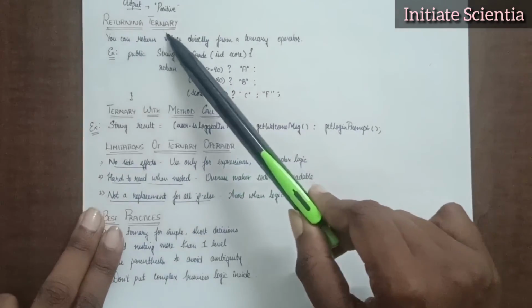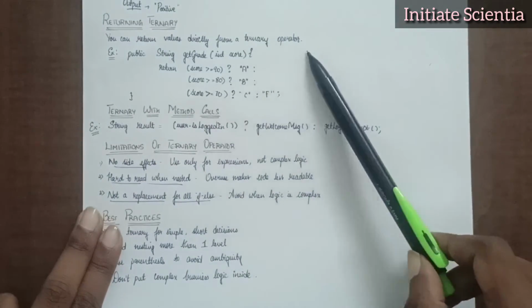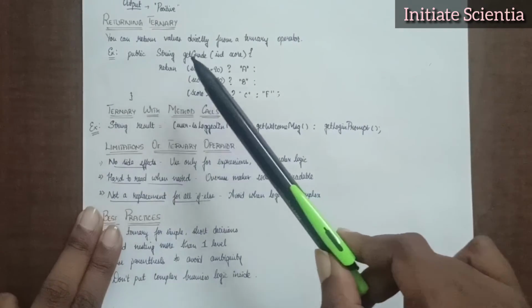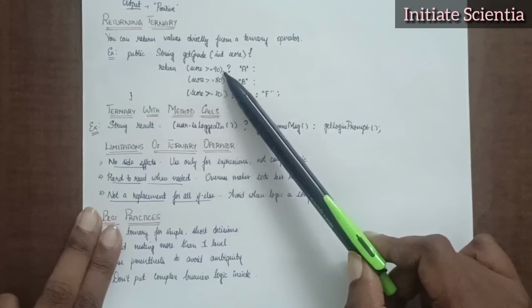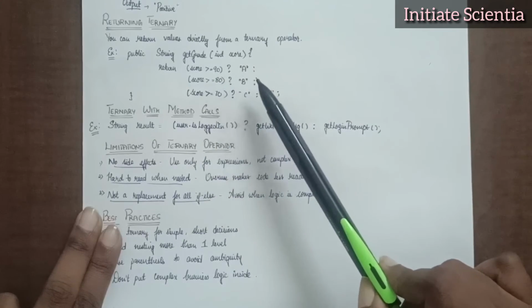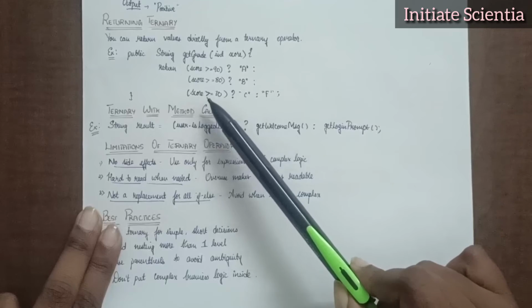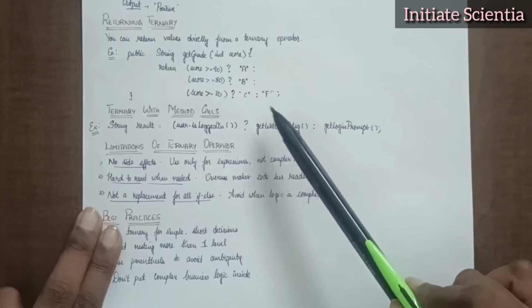Next, returning ternary. You can return values directly from a ternary operator. Example: public String getGrade(int score), return score greater than or equal to 90, A, or else score greater than or equal to 80, B, or else score greater than or equal to 70, C, else fail, F.